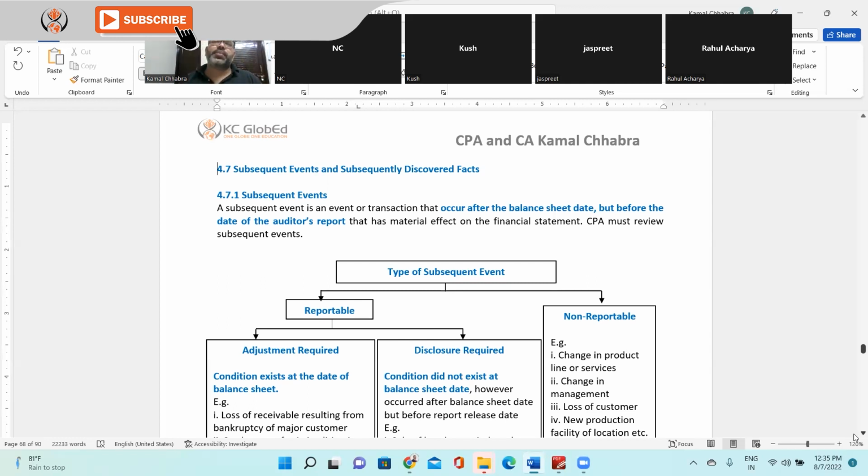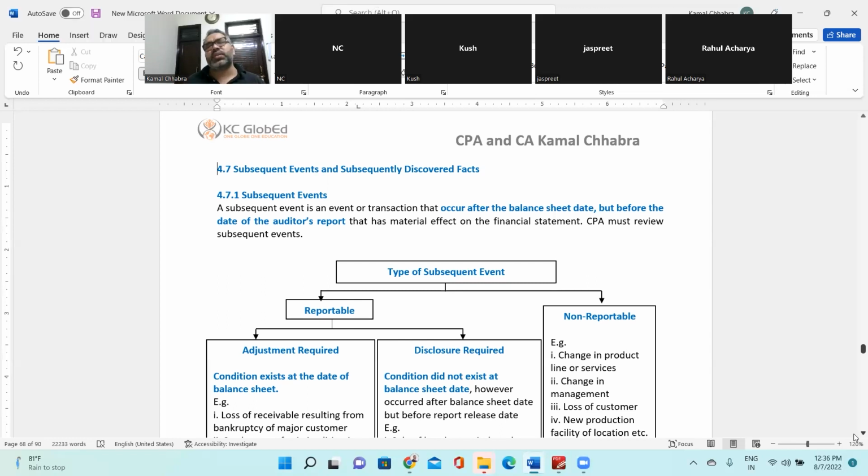Two things: if the subsequent event happens in a future period and its impact is also in the future period, then it is not a reportable event. But if the event exists on the balance sheet date or before it, but gets resolved, updated, or reaches some conclusion subsequent to the balance sheet date, then it is a reportable event. In a reportable event, we also need to see whether an adjustment is required in the financial statement or just a disclosure. Right? Make sense?